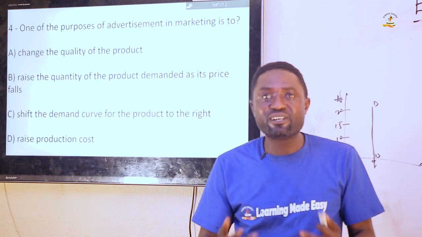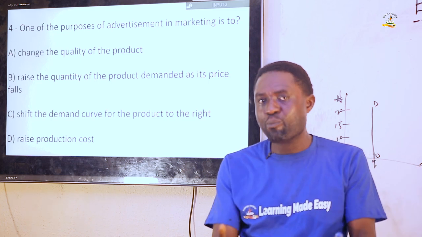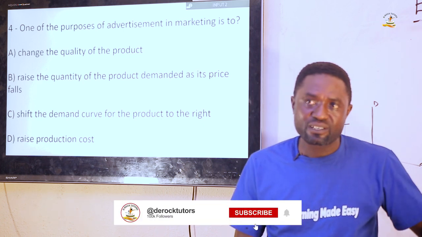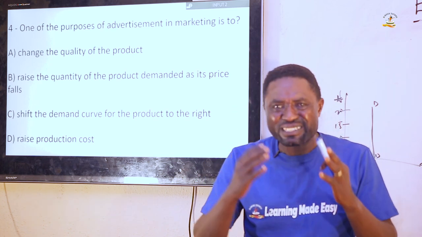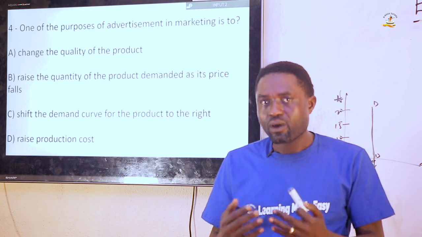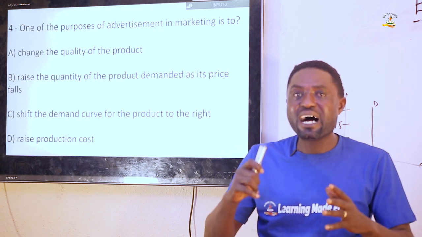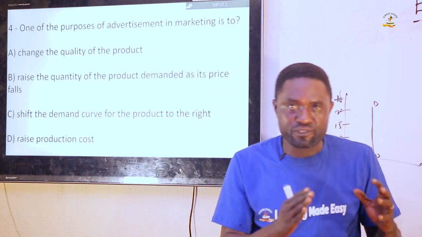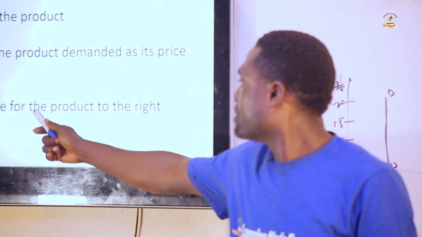If I want to sell a particular product, I can decide to do publicity, and people will get to know about the product and they will buy. So advertisements can cause the demand curve to shift either to the right or to the left. When you look at the factors affecting demand, there are factors that can make the demand curve shift, which are other factors affecting demand except price. What do I mean? We have the price, we have advertisements, we have population, we have price of other commodities and the likes. Other factors affecting demand can cause the demand curve to shift either to the left or to the right. And one of the factors that can make the demand curve shift to the right or left is advertisement.